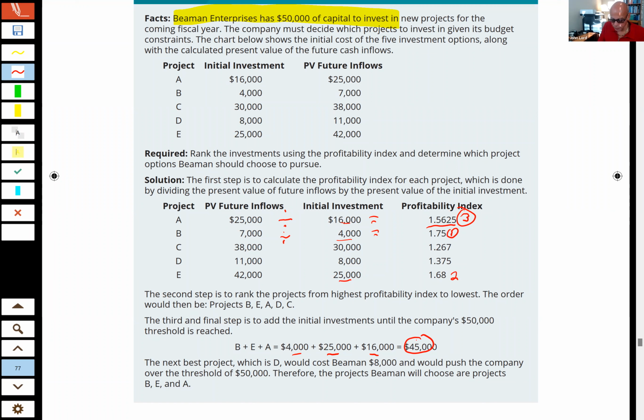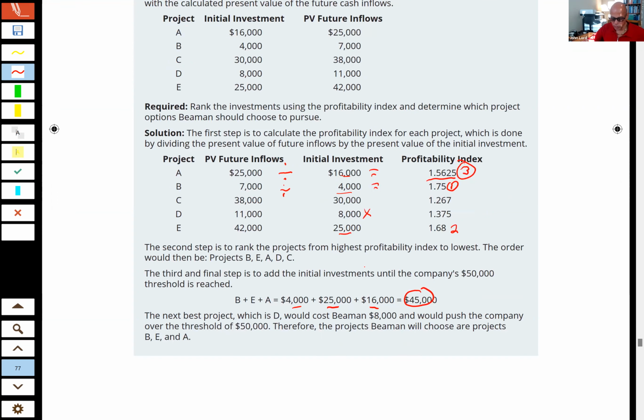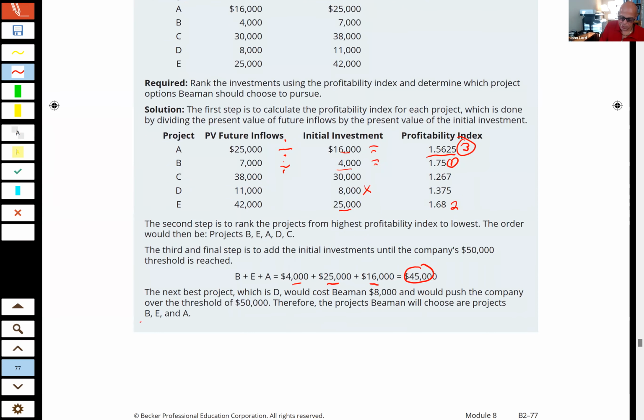45,000. Now, if we looked at the fourth project here, which is project D, we'd have to what? We would have to come up with 8,000 more of capital. Well, that's going to what? We're not going to be able to do that because 45,000 plus 8 will take us over. What's that? 53,000. That'll take us over the 50,000 threshold. So we would only pursue projects B, E, and A, assuming we had limited capital of just this 50,000.